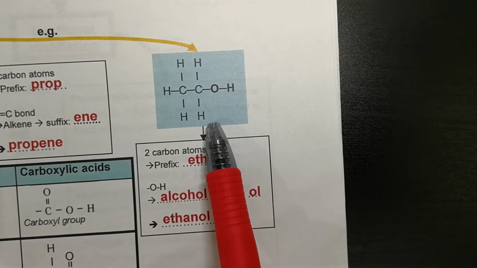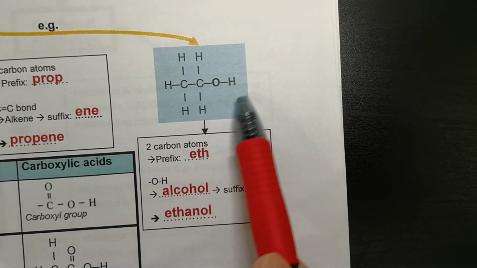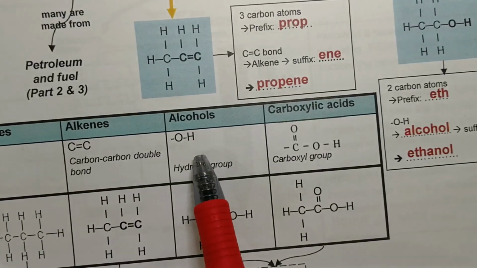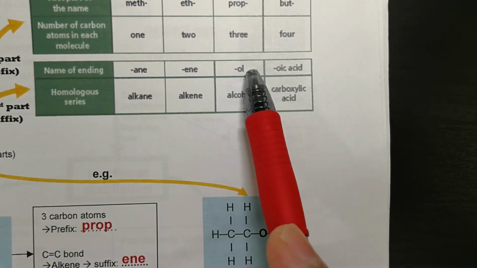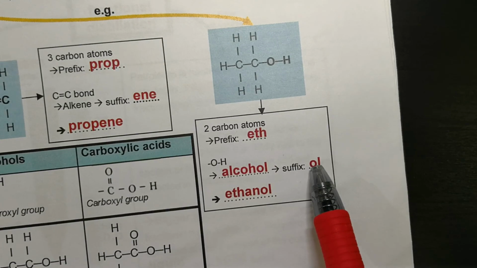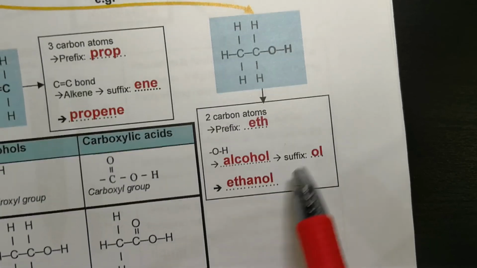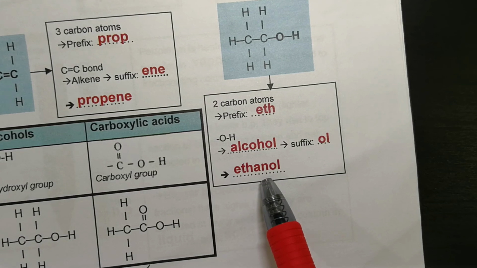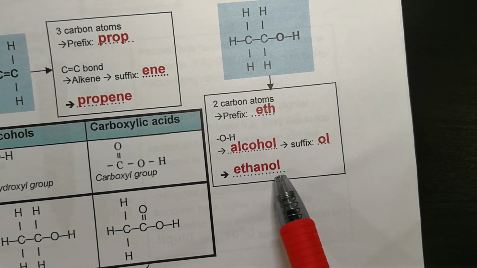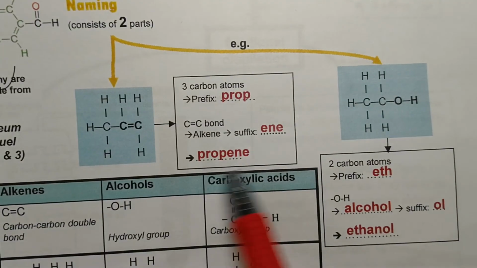Let's look at this example. How many carbon atoms? Two carbon atoms, so it is eth. It has an OH. OH is the functional group for alcohol. If the homologous series is alcohol, the suffix must be ol. So it is actually ethyl. Ethyl doesn't sound nice, so the chemists decided to add an a and an n in between. So it becomes ethanol instead of ethyl. So this is ethanol, this is propene.